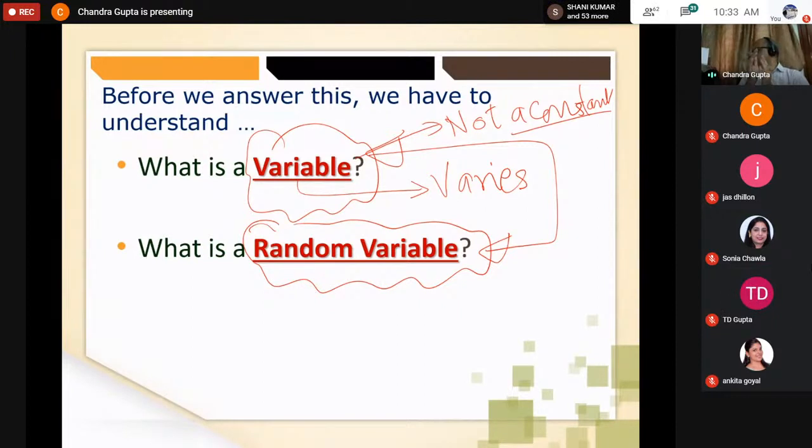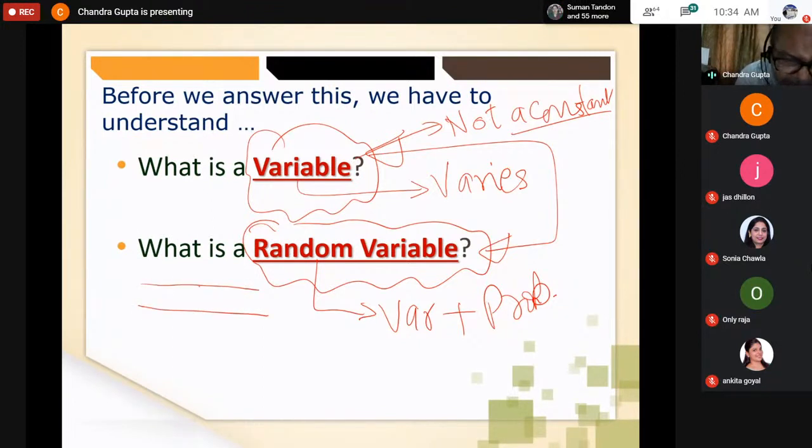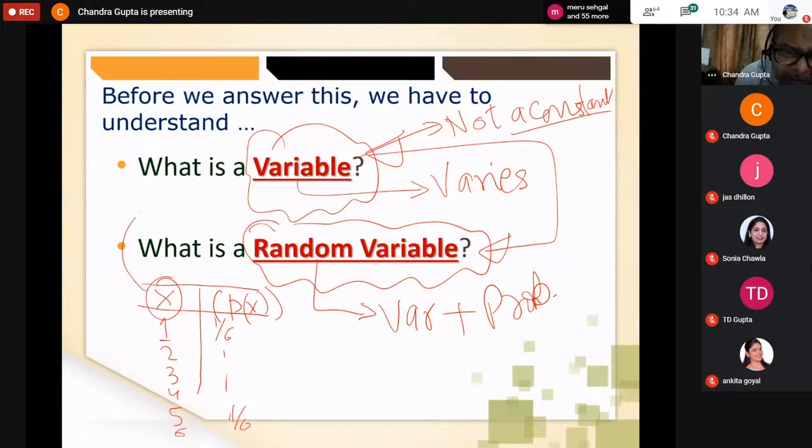Random variable does not have a trend? No. Kamal Kant is saying static and dynamic. No. A random variable is a variable having probability attached to it. What does it mean? Suppose I have a variable x, say x is the number you get when you throw a dice, that may be 1, 2, 3, 4, 5, 6, and you have a probability distribution of it, then x will be called a random variable.